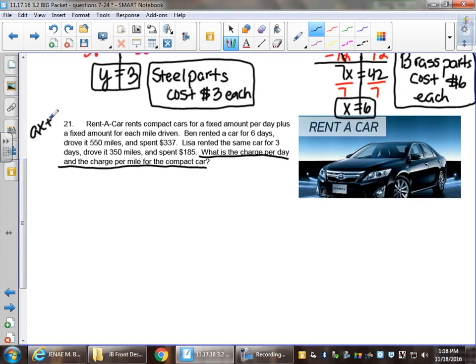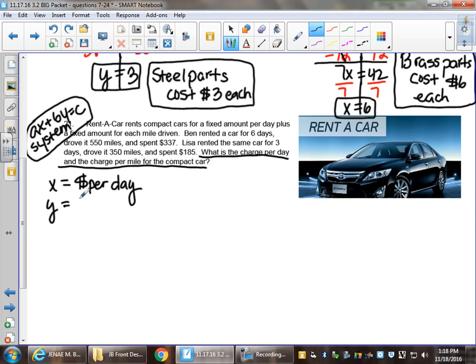So this is again an AX plus BY equals C system. Where X will be, let's see, charge per day. And Y will be charge per mile. The question tells me that those are my two unknowns. So to define variables, we really need to be able to read for information, and we're all doing a great job with that. We're all getting better. It's great to see. We've got two people that are being talked about here. We've got Ben, and we've got Lisa.